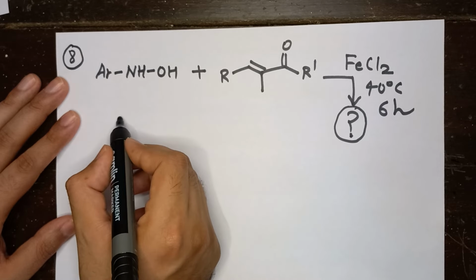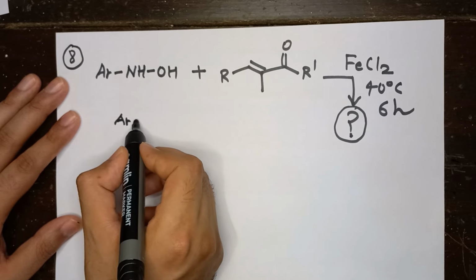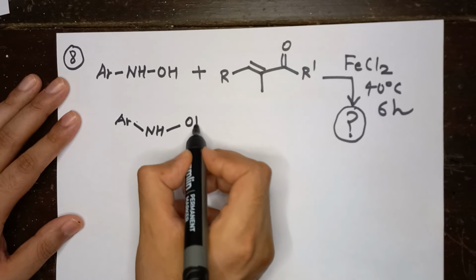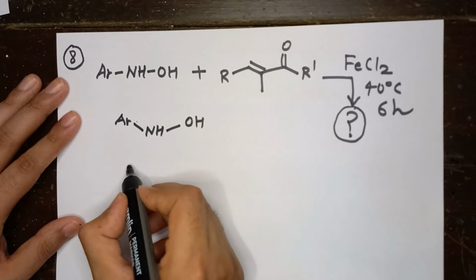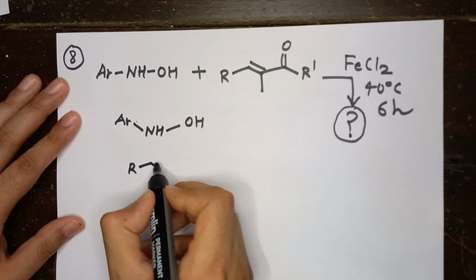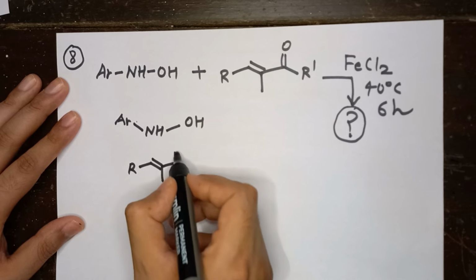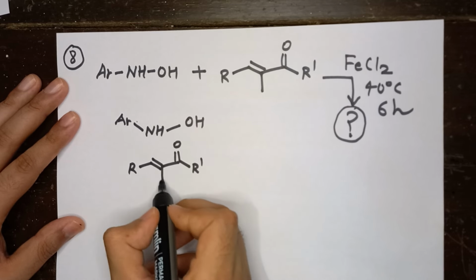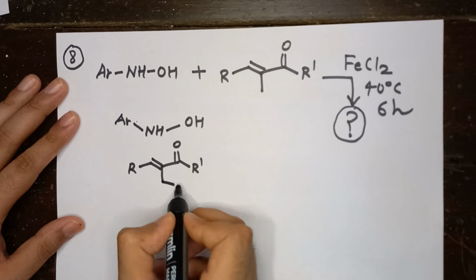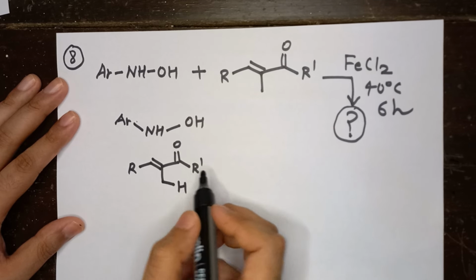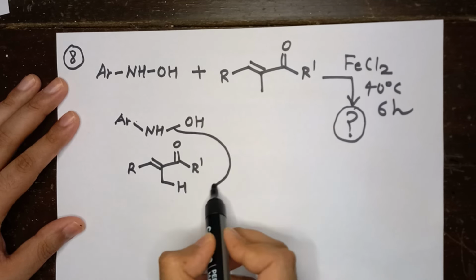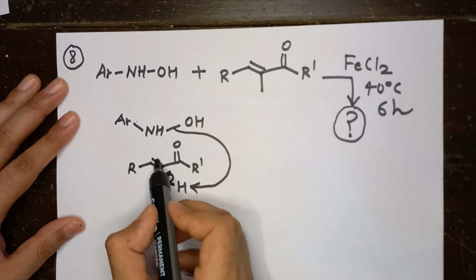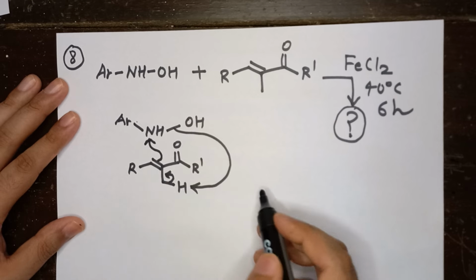So we have this molecule and we have an alkene. So this carbon is having one hydrogen. So this bond will take this hydrogen, this will form a double bond here, and this will get attached to nitrogen.